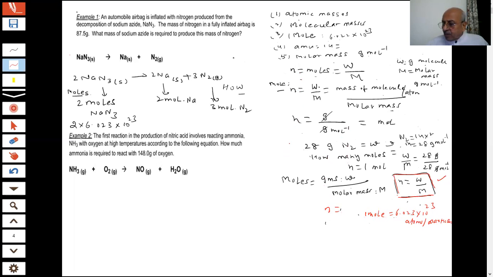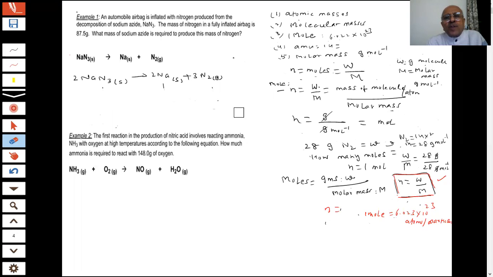And in any reaction, students, what will we do? For example, I will always convert everything into moles first, then I will convert moles into grams, because it will help me in solving the question.